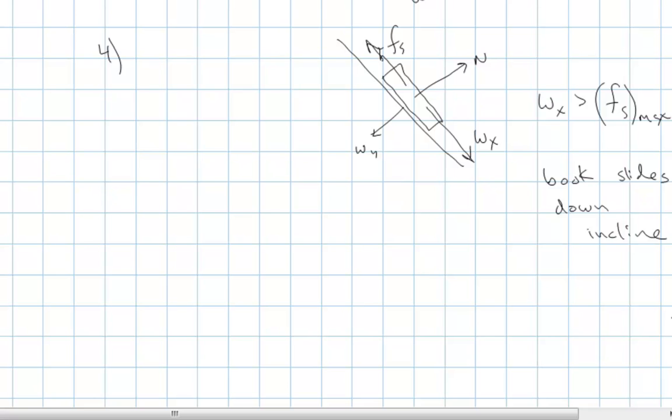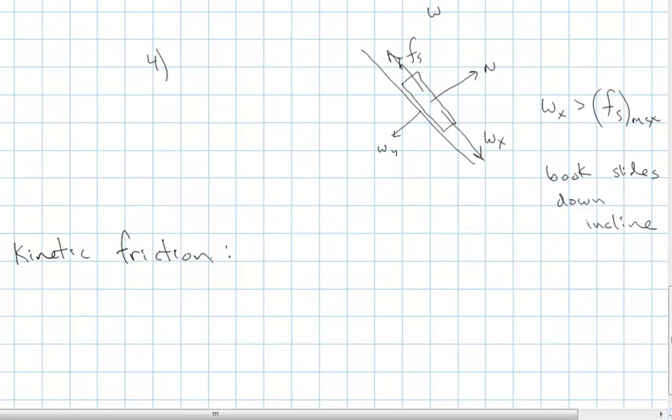Now let's take a look at what happens once this book starts to slide. In this case, we always know what the friction is. It doesn't change.